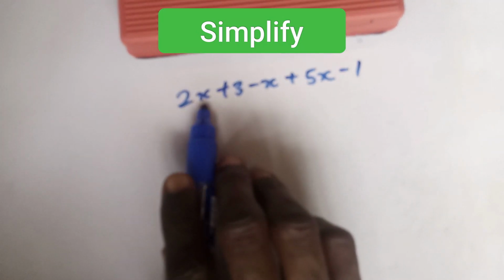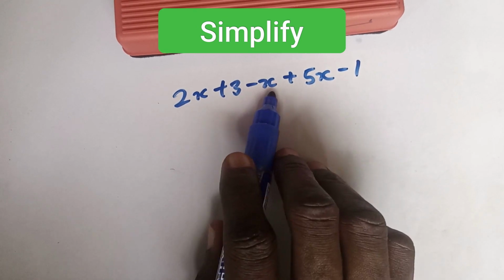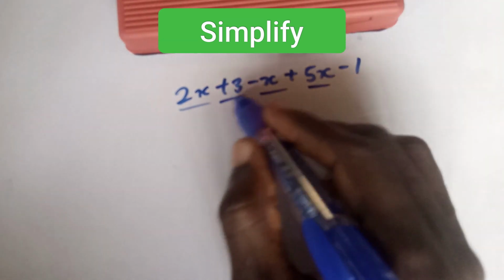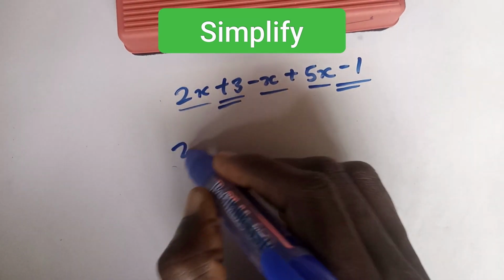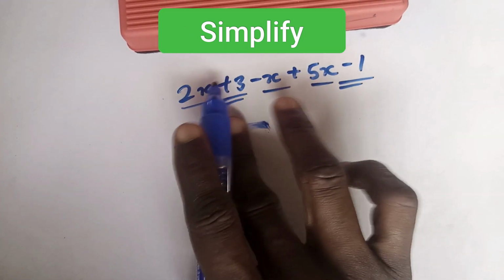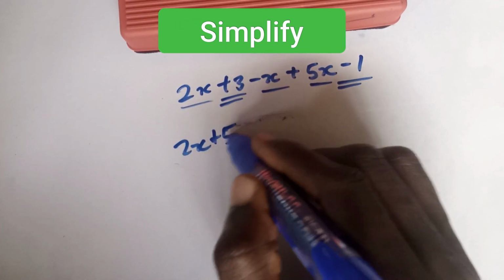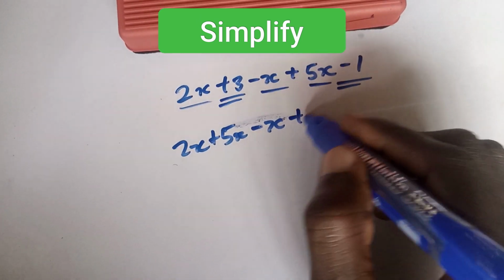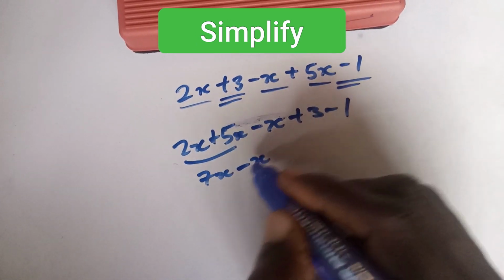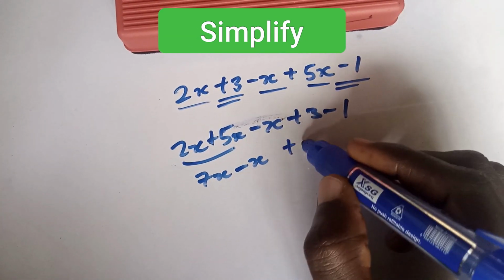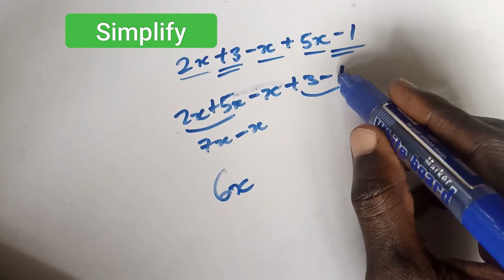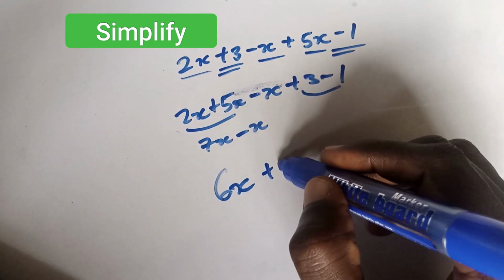So in order to simplify 2x plus 3 minus x plus 5x minus 1, find the like terms as usual. And then what's next is to just do your basic combination, combining the like terms. So we have 2x plus 5x minus x plus 3 minus 1. So 2x plus 5x will be 7x, and 7x minus x will be 6x, and 3 minus 1 will be plus 2.